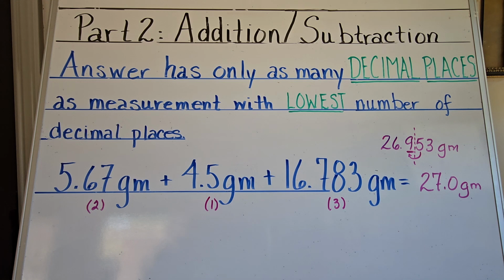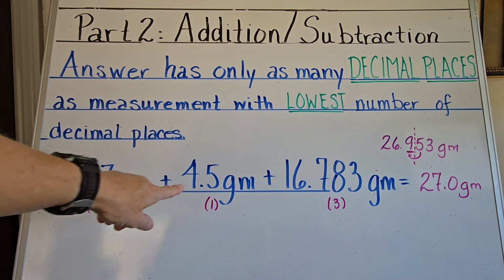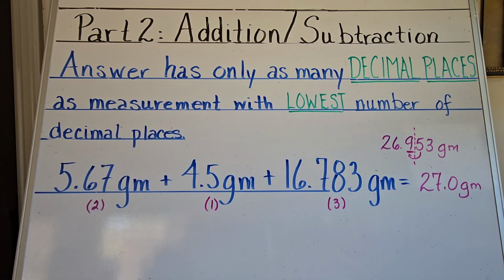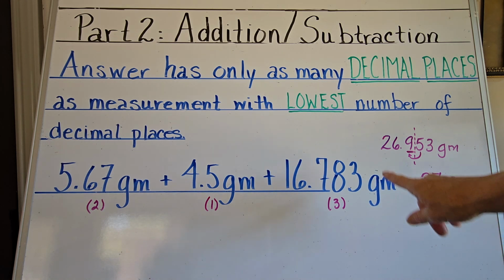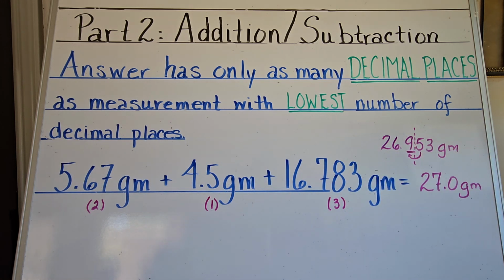Okay, so let's look at our example. Here we have a number that has 2 decimal places. The 6 and the 7 are in decimal places. Our second number, we have 1 decimal place. It's 4.5. And our last number, we have 3 decimal places. So I'm going to do my calculation. I get 26.953 on my calculator, but now I have to round appropriately.